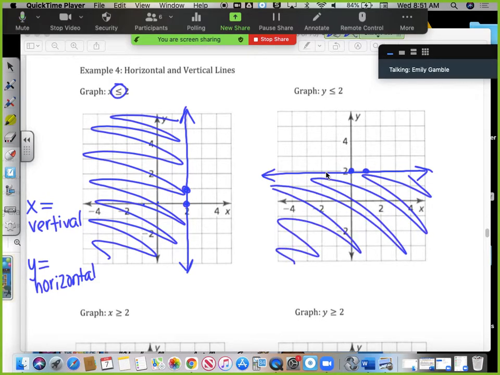You do not need to test points when they start with just x or y because it's very easy to determine where the numbers are that are less than or greater than. It's either above or below or left or right of the line. So why don't you guys try the next two? We have x is greater than or equal to 2 and y is greater than or equal to 2. So try the next two problems. I'll give you a couple minutes.